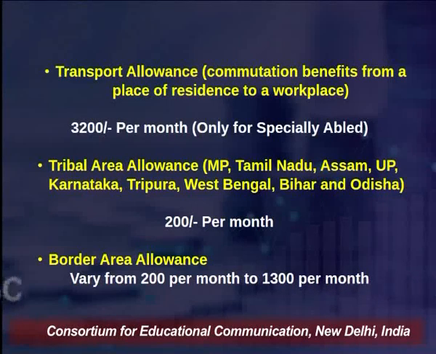Now the next sort of allowance is your tribal area allowance, which is available in the states such as Madhya Pradesh, Tamil Nadu, Assam, UP, Karnataka, Tripura, West Bengal, Bihar and Odisha. And the amount of exemption is rupees 200 per month.